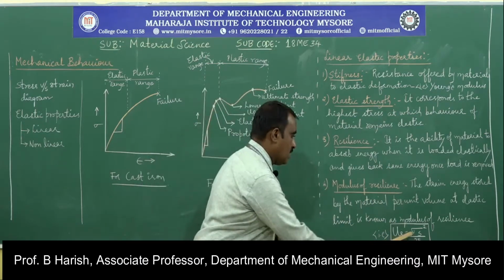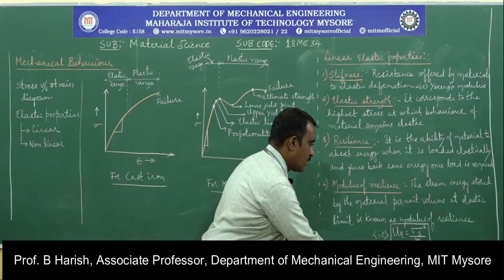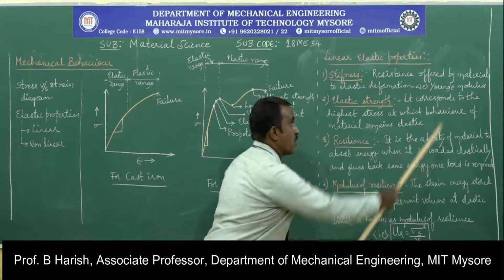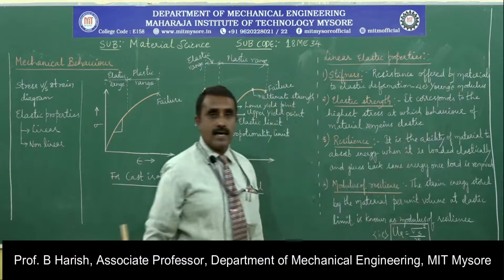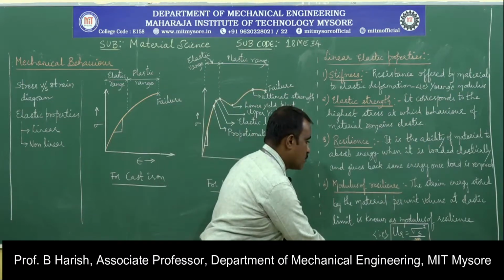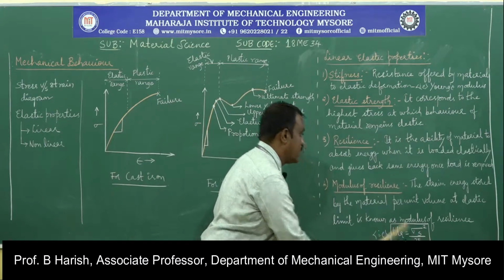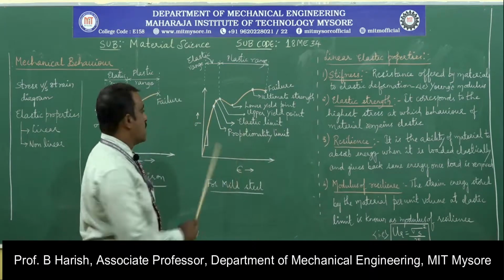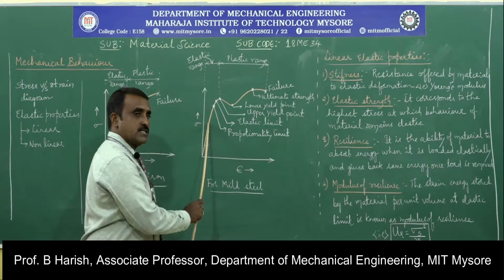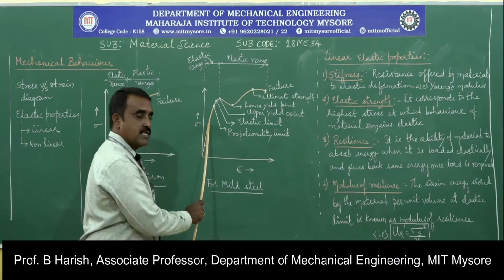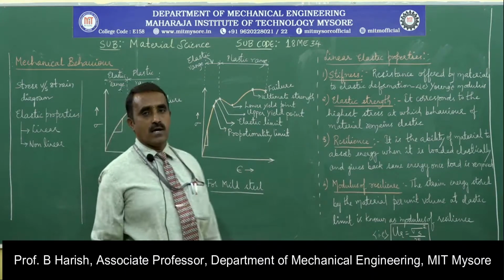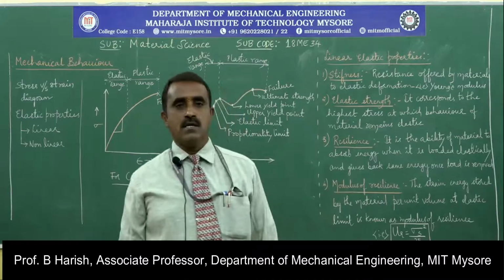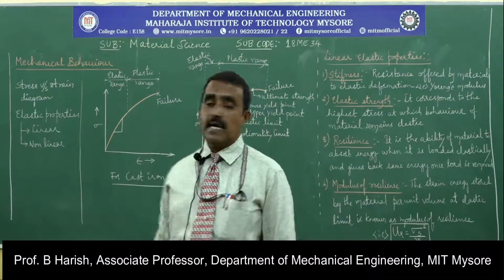That is given by sigma s squared divided by 2E, where E is the Young's modulus. If you want to find out the absorbed energy at any intermediate point, suppose at this point, what is that energy absorbed? That is given by the modulus of resilience. So these are the properties that we study in the linear region.